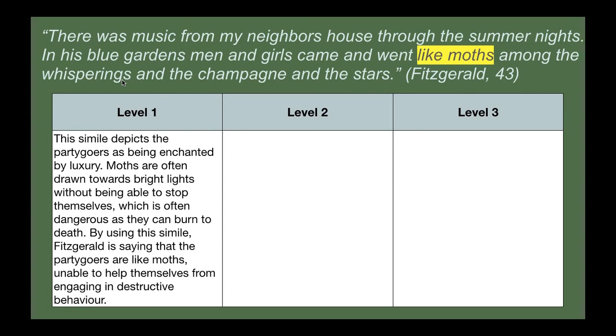Moths are often drawn towards shiny things, lights or flames, and this often results in them being killed. So by using this simile, what effect does the writer have? Well, he's saying that the partygoers are like moths. They're unable to help themselves from engaging in destructive behaviour. So that's level 1. What have we identified? A simile. And what effect does this have? It conveys the meaning that the partygoers are being destructive.